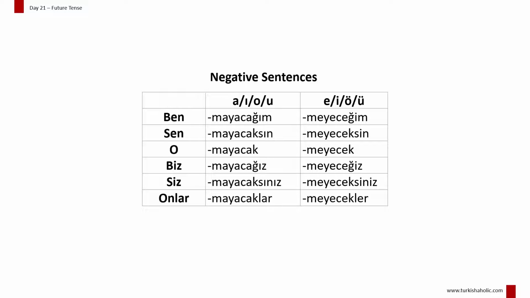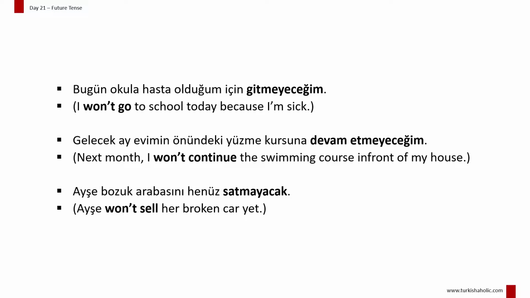Negative future tense sentences are made by inserting the me, ma between the verb root and the future tense suffix ecek, acak. Bugün okula hasta olduğum için gitmeyeceğim. Gelecek ay evimin önündeki yüzme kursuna devam etmeyeceğim. Ayşe bozuk arabasını henüz satmayacak.